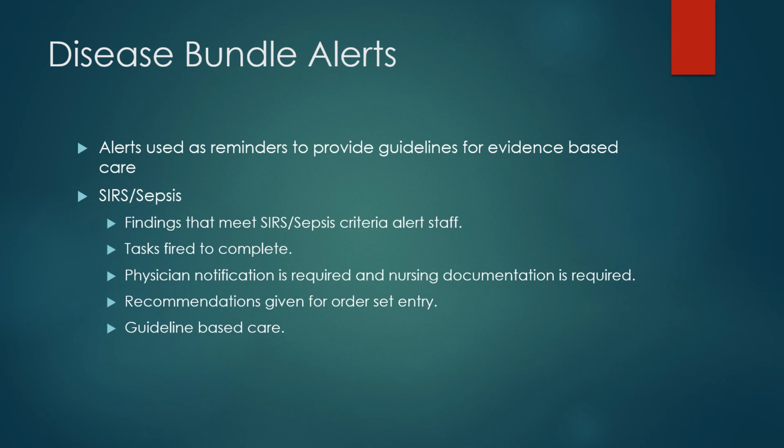Disease bundle alerts. So these alerts are used as reminders to provide guidelines for evidence-based care. So one example of this is the SIRS and sepsis alerts. So a patient has findings that meets the SIRS and sepsis criteria, it'll fire an alert for staff. It's actually a little blood drop icon, and they have to complete that task. So the task requires physician notification, and then it gives you recommendations for order set entry. So it'll give you the recommended fluid boluses, antibiotics, the labs that you need, and it is guideline-based care.